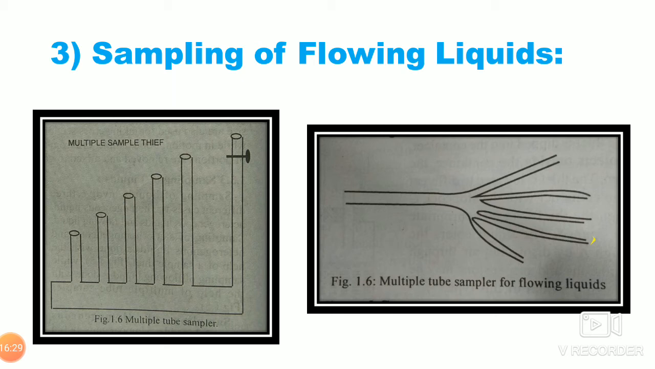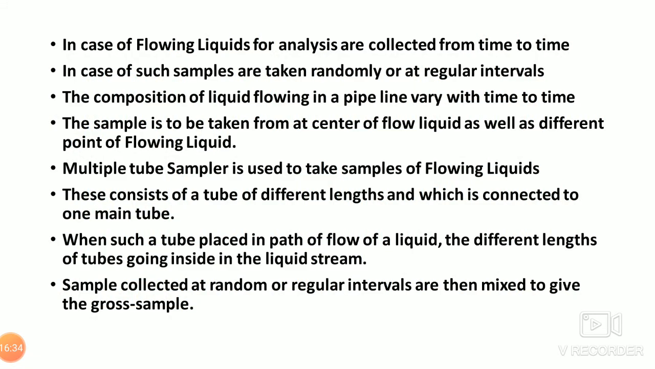Now we will see the procedure of sampling of flowing liquids. In the case of flowing liquids, samples for analysis are collected from time to time. That means the liquid is going through the pipe. Suppose the first sample we have drawn after 10 minutes, and the second sample we draw after 20 minutes. That means at 10 minute intervals we can sample the flowing liquid.